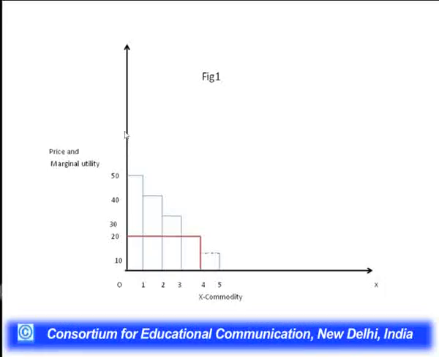This we can show in the figure also. In figure 1, we have taken price and marginal utility on the y axis and commodity X is shown on the x axis. From the first unit, the consumer is getting marginal utility worth rupees 50. So, this rectangle shows you what you are willing to pay for unit 1. From the second unit, this is 40, and from the third unit this is 30, and from the fourth unit this is 20, and from the fifth unit it is 10, but the price is 20 per unit. So, you see that the area above the 20 will be the consumer's surplus, because this is the net benefit the consumer is getting.